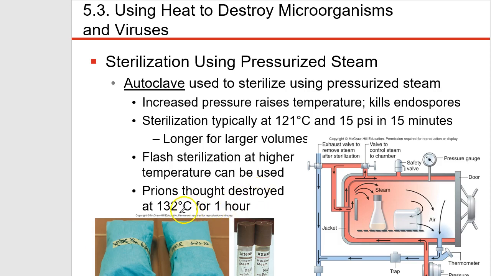Prions are thought to be destroyed at 132 degrees Celsius for 1 hour. Remember we talked about prions in here. They are very, very hard to kill. That's what's in mad cow disease. Well, if we put them around 132 degrees Celsius for 1 hour, which is an extremely long time, the thought is that they will die.